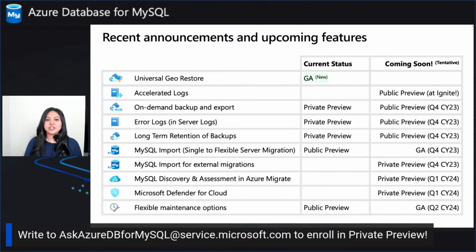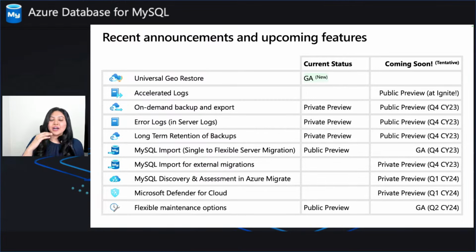The next bunch of features is related to migration. MySQL Import, single to flexible server migration. With Azure MySQL Import, you can actually migrate an Azure Database for MySQL single server to an Azure Database for MySQL flexible server by running a single CLI command. This is especially suited for bigger workloads, and it offers a very simple and fast migration path to restore the source server's physical data files to the target server. This is currently in public preview already and will be GA'd this quarter.